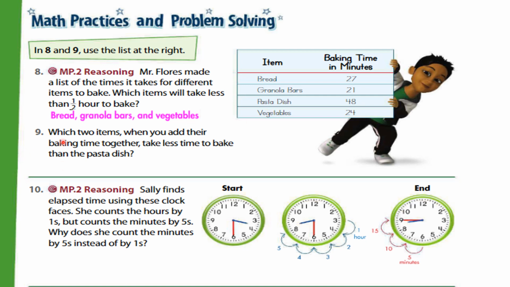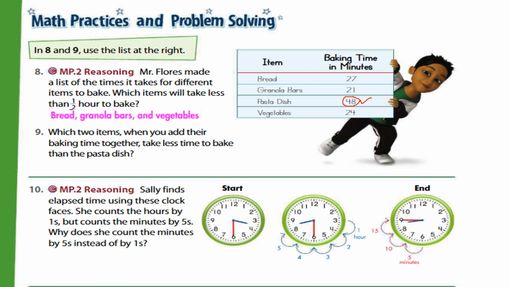Now question 9. Which two items, when you add their baking time together, take less time to bake than pasta dish, sorry. So for pasta dish it was 48. Okay. Now 48 minutes. Now we have to choose any two items which when you will add, your sum should be less than 48.